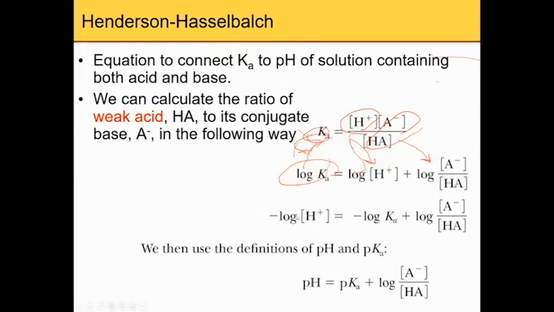Therefore, because you move this one to the left side, it becomes negative log H, and then move this Ka to the right side, it will be negative log Ka plus log A negative over the HA. And then negative log H will be pH. Negative log Ka will be pKa. Therefore, the definition of pH and pKa will be pH equals pKa plus log A minus over HA.